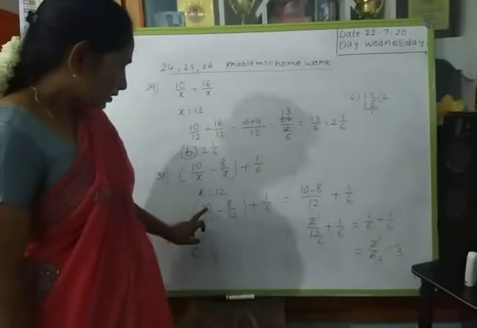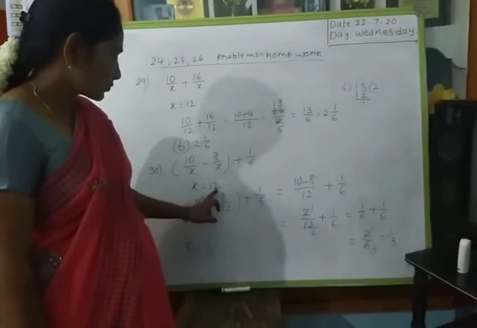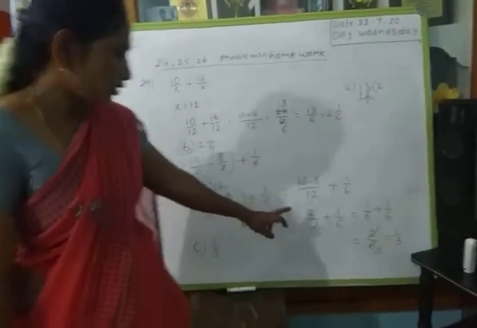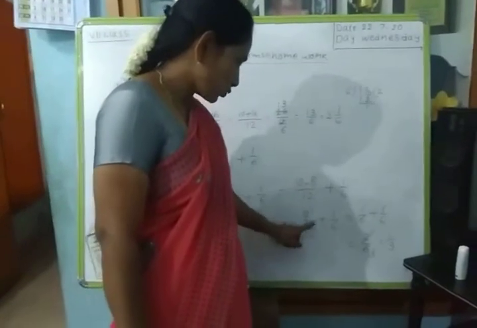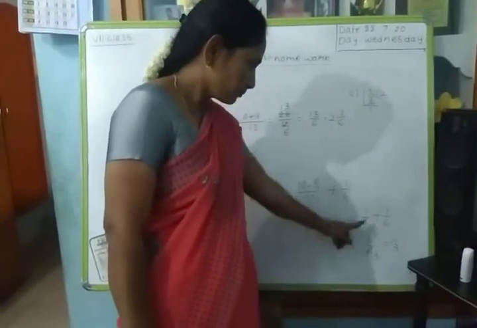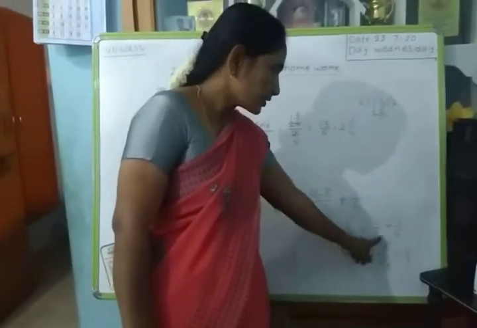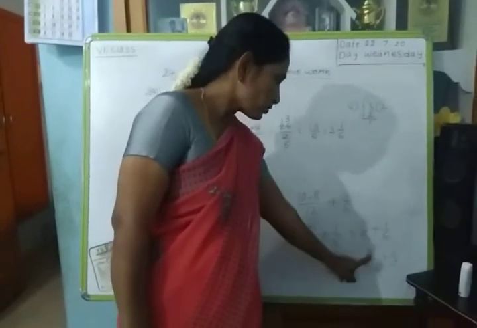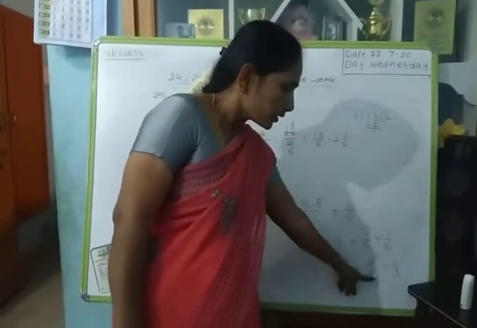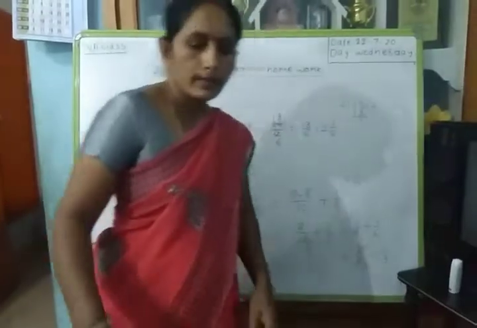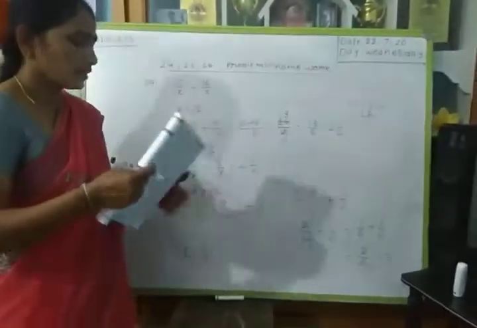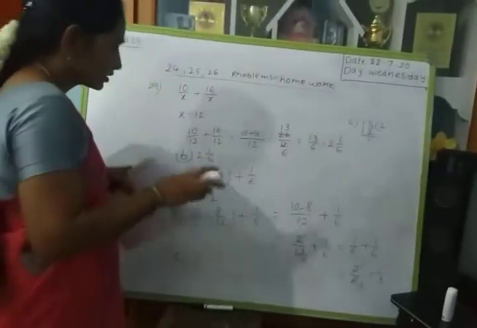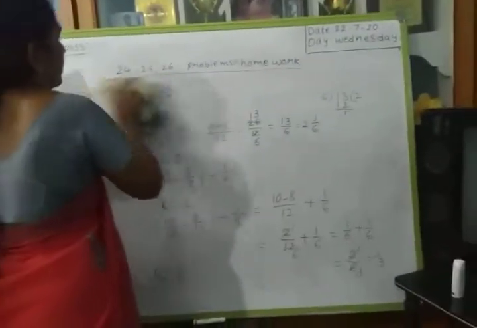Observe here. If you substitute x as 12, 10 minus 8 is 2, 2 by 12 means 1 by 6. 1 by 6 plus 1 by 6 are like fractions only. So 1 plus 1 is 2, 2 by 6, which is 1 by 3. So the answer is 1 by 3. Next, 30 problems completed.